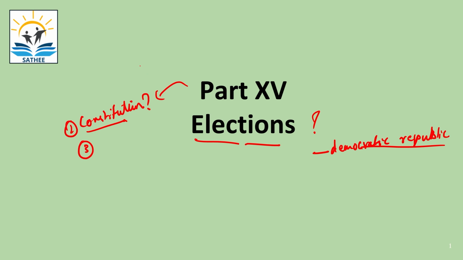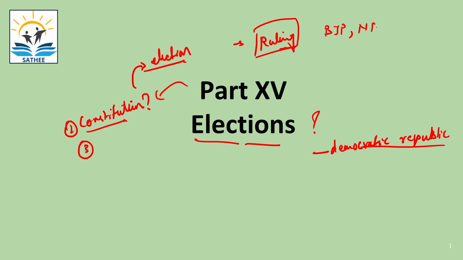Now the question that first comes to mind is that if we are going to hold elections, then the person who is ruling, obviously, anybody coming from the ruling party would want the elections to be in their favor. There are different parties, as you know. There are BJP, NDA, and then there are Congress, UPA.